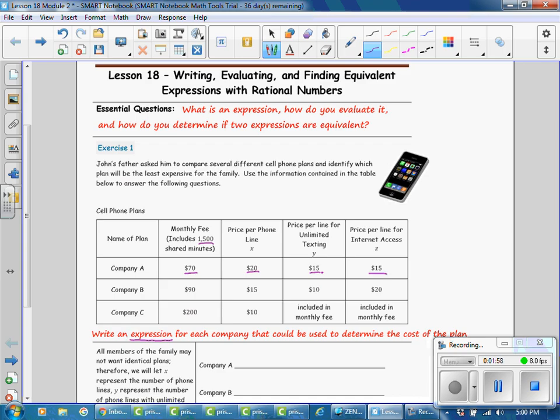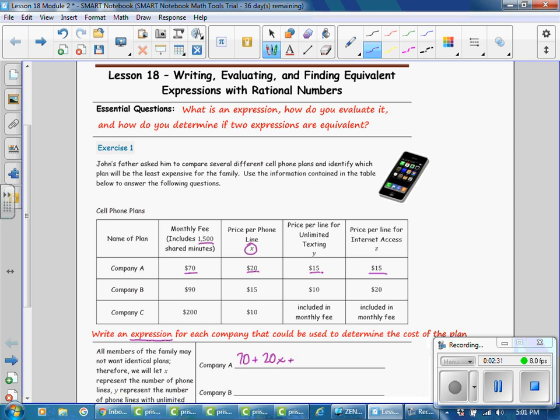So to determine the cost for Company A, you would have to pay $70 just to have that company for your cell phone. In addition to that, you have to pay $20 per phone line. $20 per phone line is $20 times the number of phone lines. And they're telling us to use the variable x. So 20 times x is 20x.